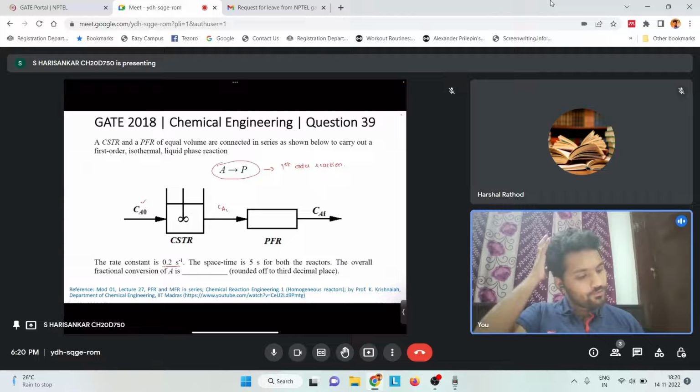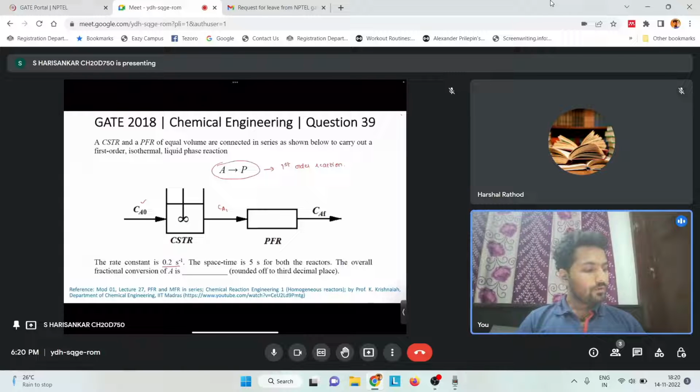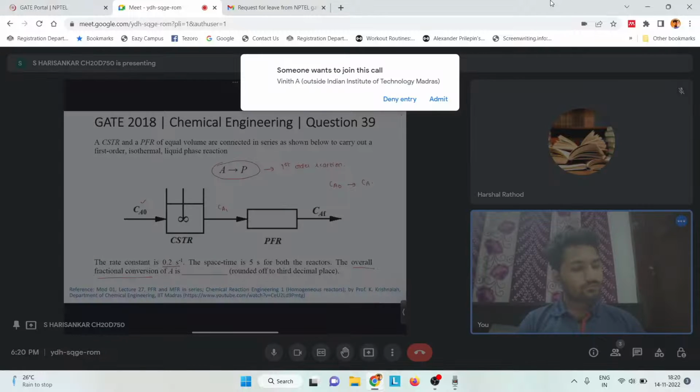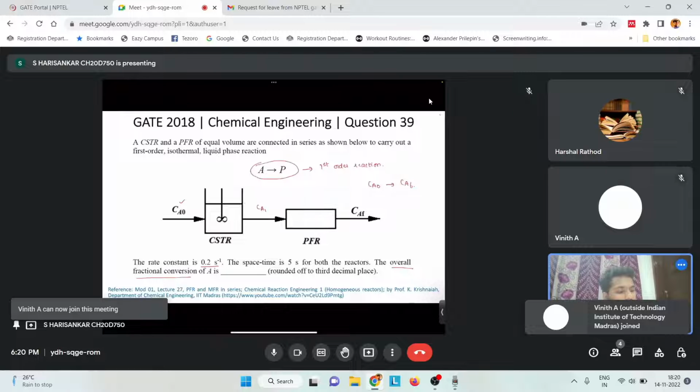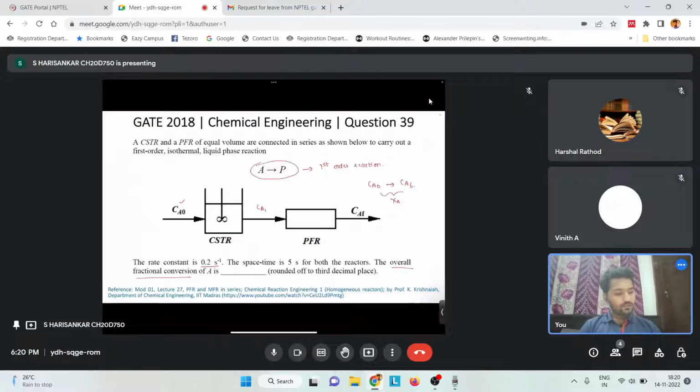So what we need to find here is the overall fractional conversion. That means the conversion from Ca0 to CAF. What is the conversion for this? One more data they have given is the space time for both the reactors. So for CSTR, the space time is 5 seconds, and for PFR also the space time is 5 seconds. So using the data that they have given us, we need to find the overall fractional conversion.